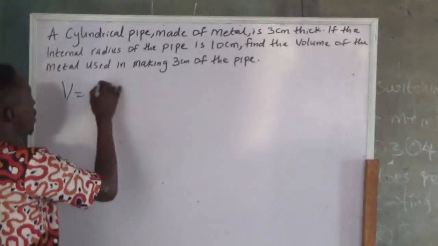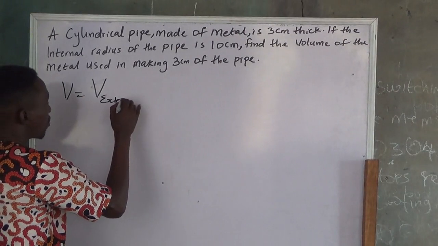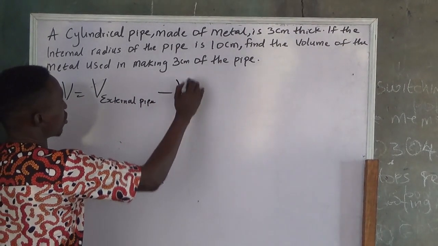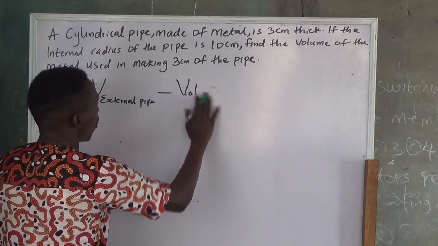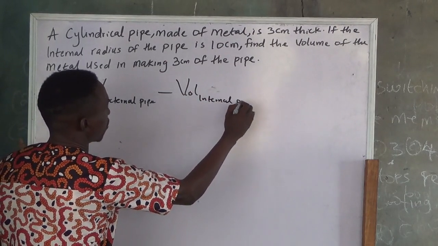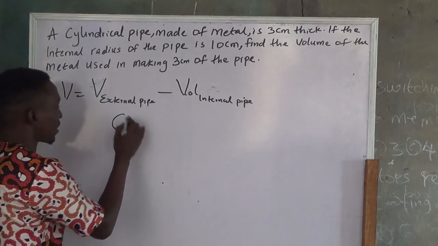Volume is going to be volume of the external pipe minus volume of internal pipe. The reason why you now have external internal is because they said it's a cylindrical pipe.